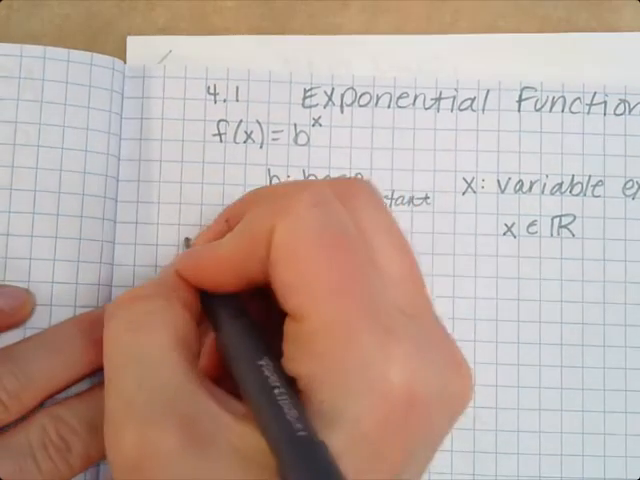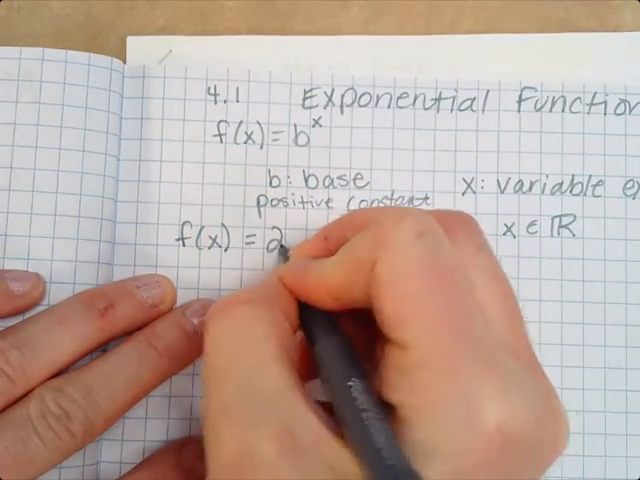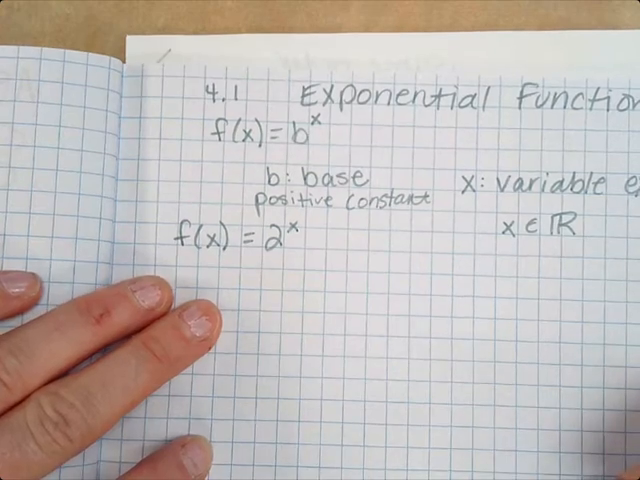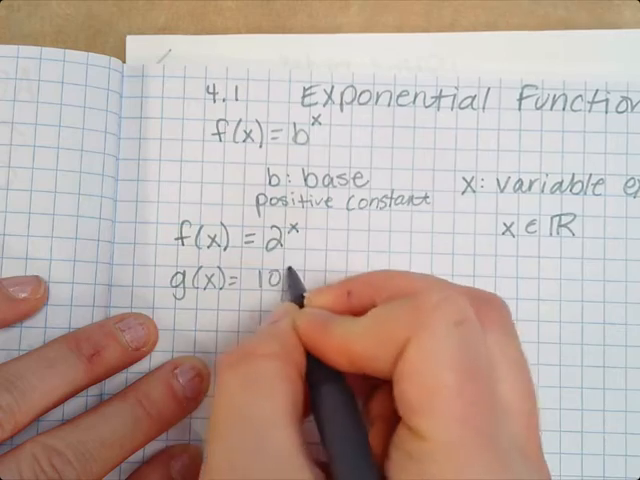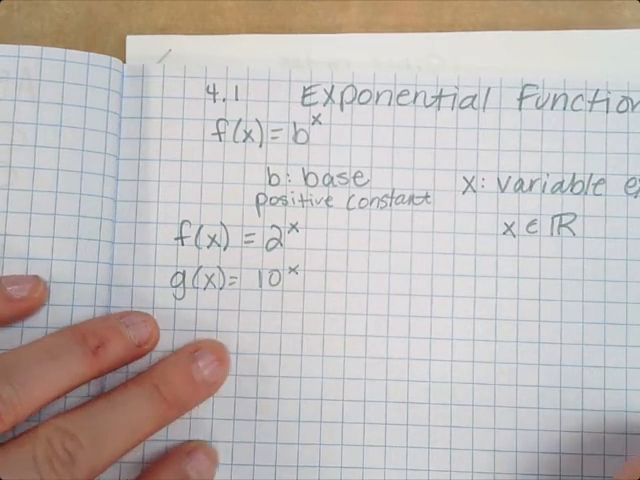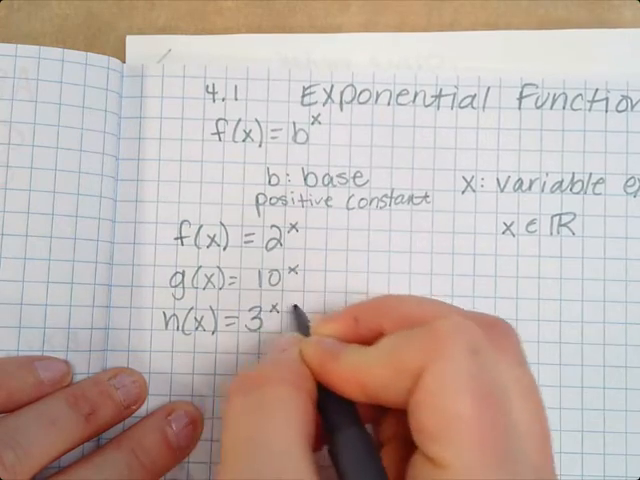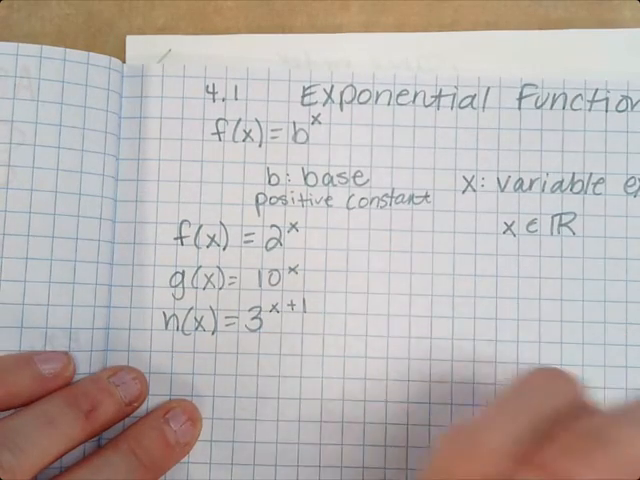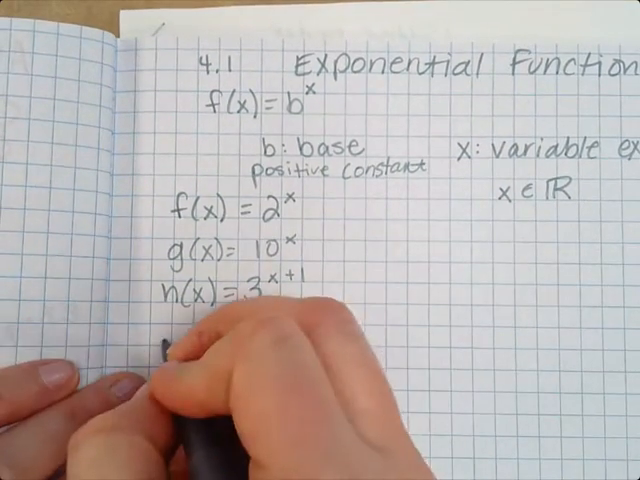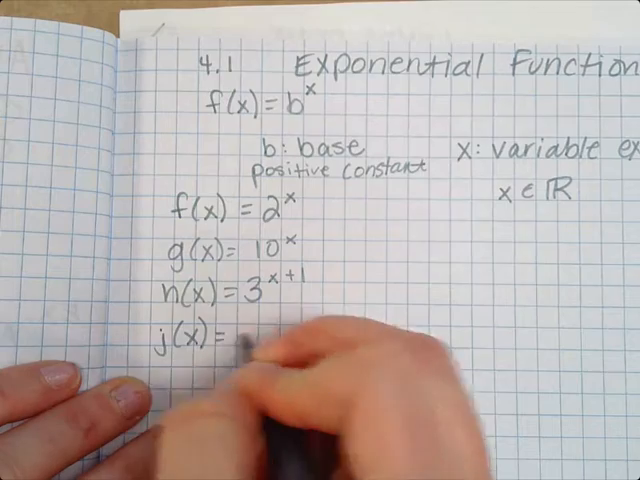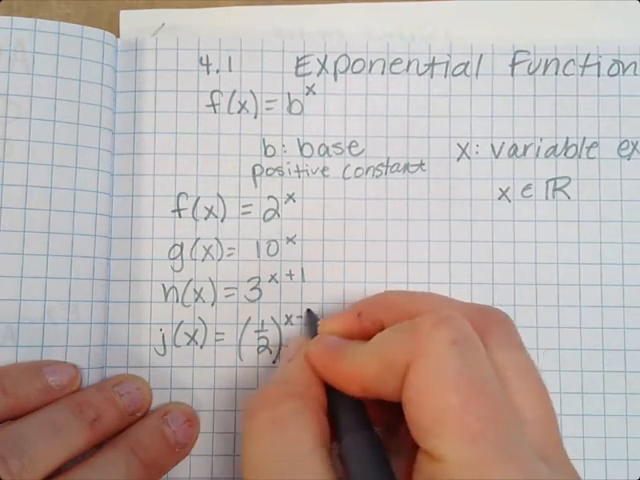Okay, so here's some examples. So we could have f of x equals 2 raised to the x. We'd have g of x equals 10 raised to the x. H of x, which is 3 raised to the x plus 1. And we could also have j of x, 1/2 raised to the x minus 1.